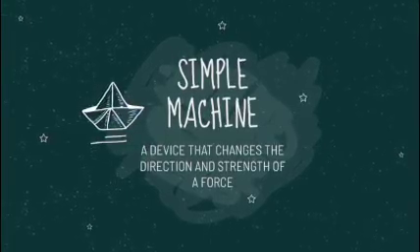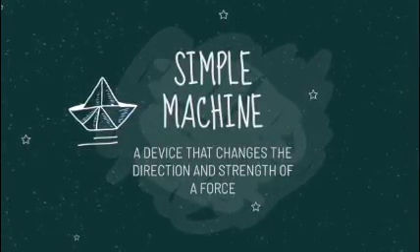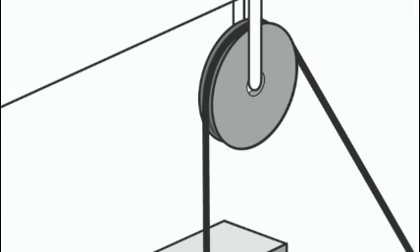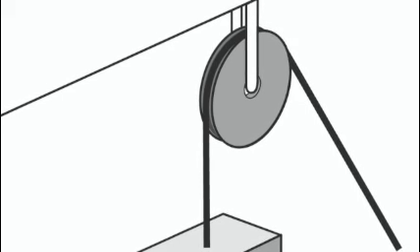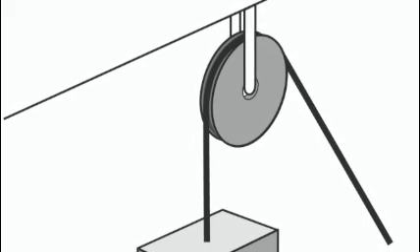A simple machine is a device that changes the direction and strength of a force. A lever is a bar resting on a pivot. When pressure is applied to one side, it lifts a weight on the other side. A pulley is a wheel with a rope around it. When pressure is applied in one direction on one side, it lifts a weight on the other side in the opposite direction.